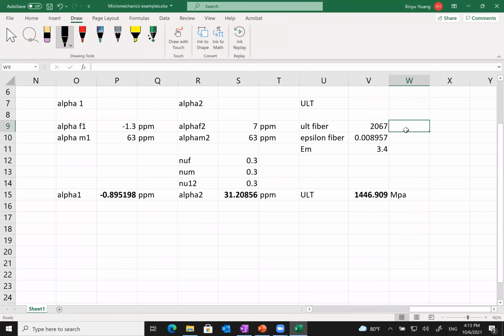And then you just plug and chug, you plug in the other things needed. This is the equation. It turned out that the composite strength is 1.4 gigapascal, or 1446 megapascal, based on this equation.